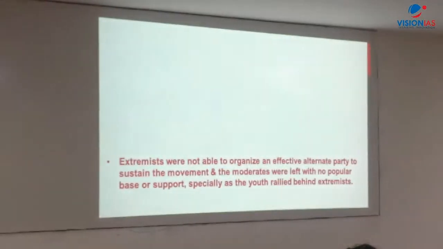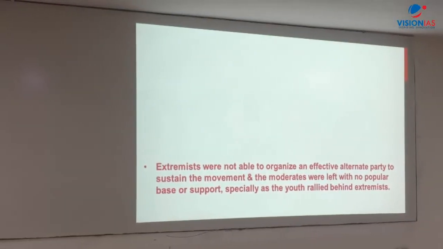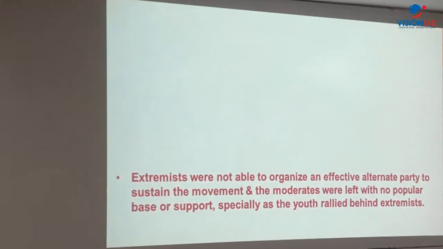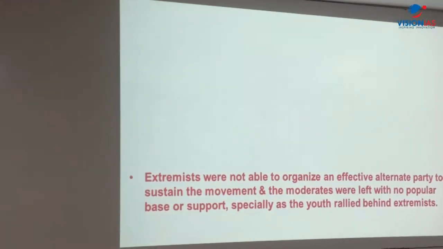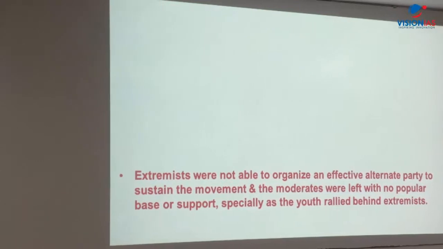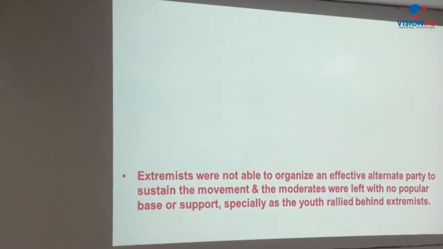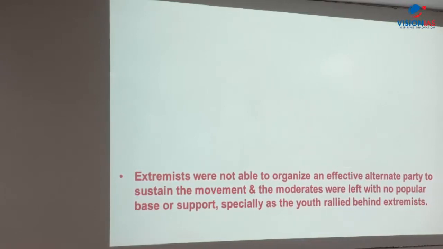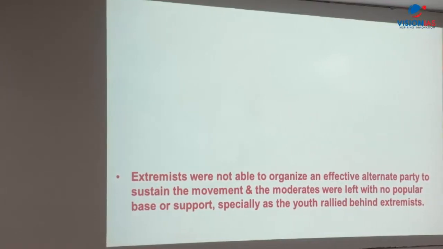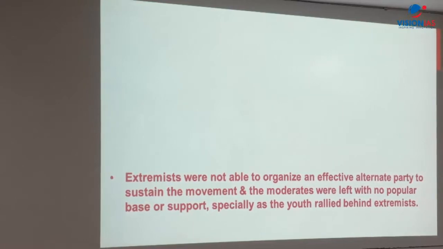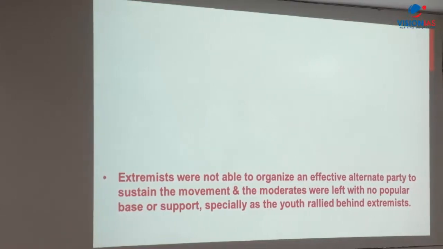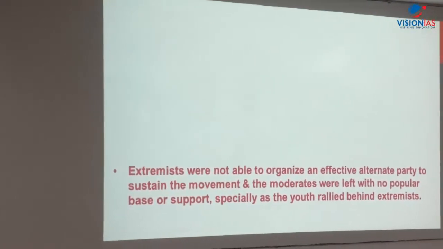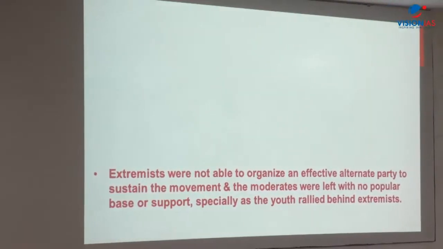So one finds that the top leadership of the extremists was taken away. And for a long period of time, we have talked enough about the weaknesses of the moderates, that the moderates lacked a mass base, that the moderates never made radical demands. But for the first time, we look at the weaknesses of the extremists also. Even when the extremists parted ways with the moderates, they never could form an alternative political party of their own. They could never capitalize on the mass support that they had in the first place.